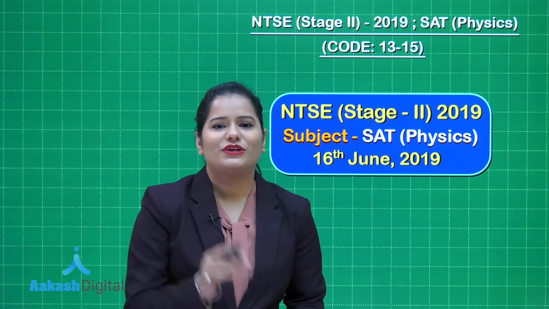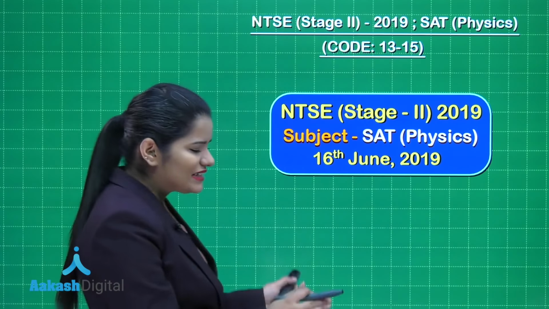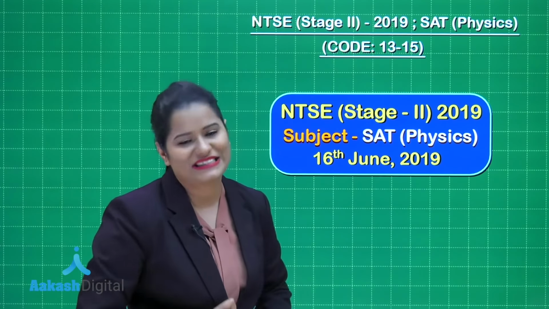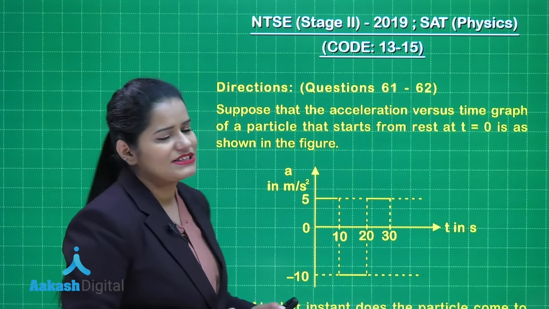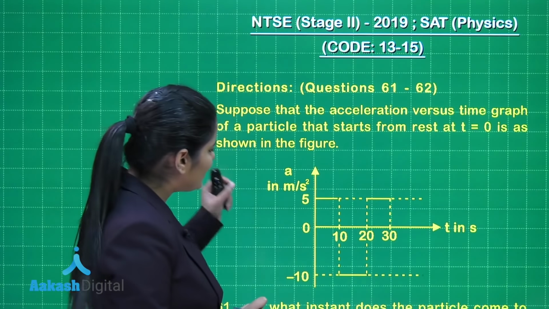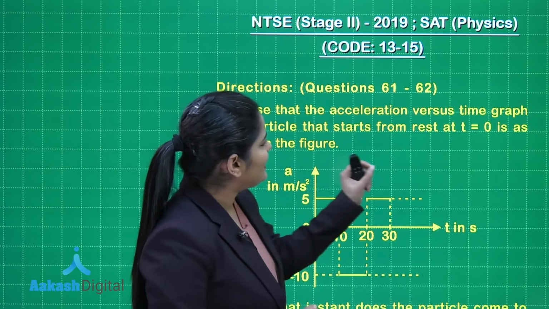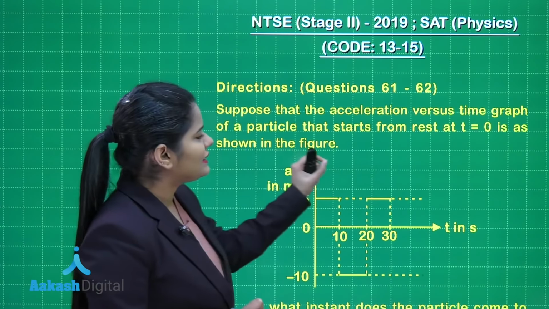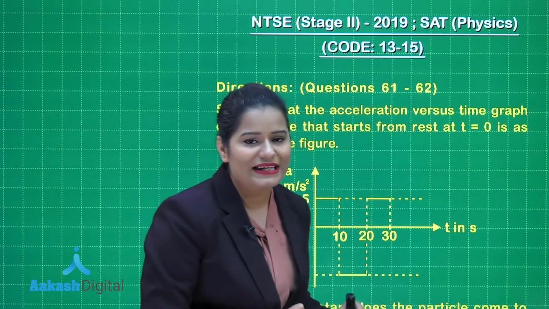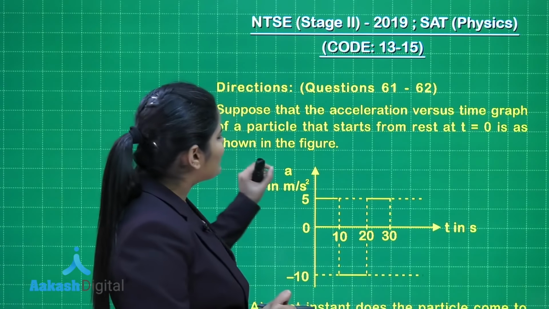So let's have a look at the first question of today's paper, which was question number 61. Questions 61 and 62 were direction based questions, so let's read the directions for more clarification. It says, suppose that the acceleration versus time graph of a particle that starts from rest at t equal to 0 is as shown in the figure.